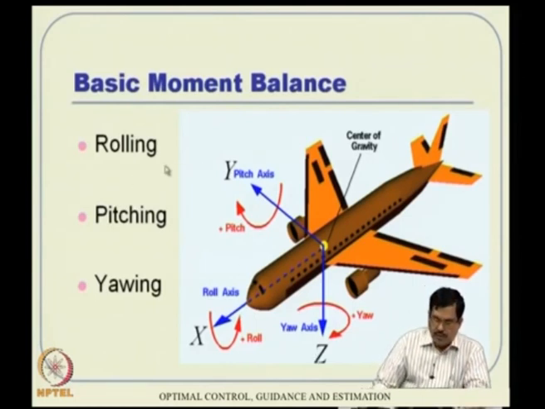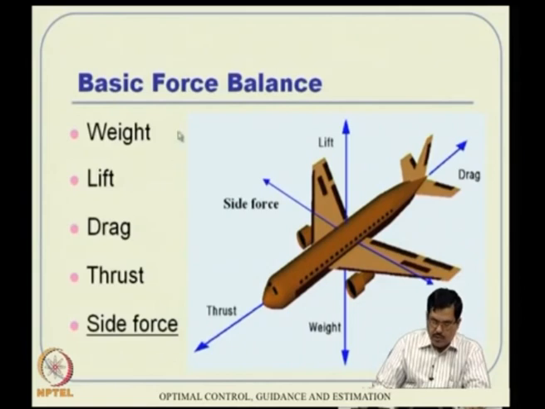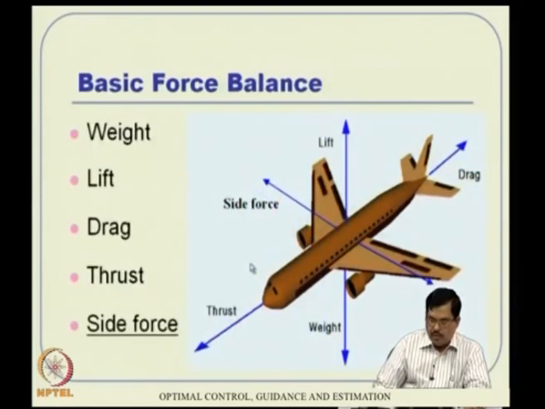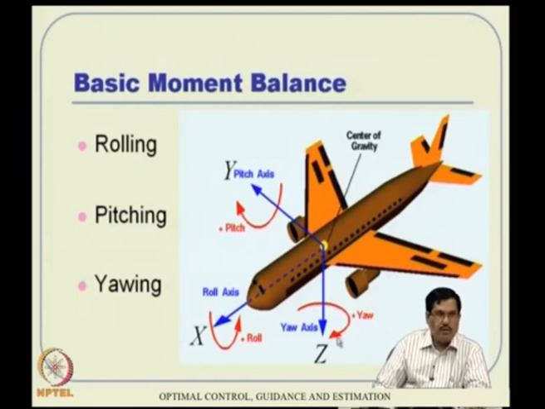So, we basically talk about these forces. Ignore side force for a second, then you have weight, lift, drag and thrust, and then we have this roll, pitch, yaw motion actually. So, this axis frame is still available to you. Remember this is x axis, this is y axis, this is z axis here. Along this x, y, z, we have forces, and around this x, y, z, we have moments actually.